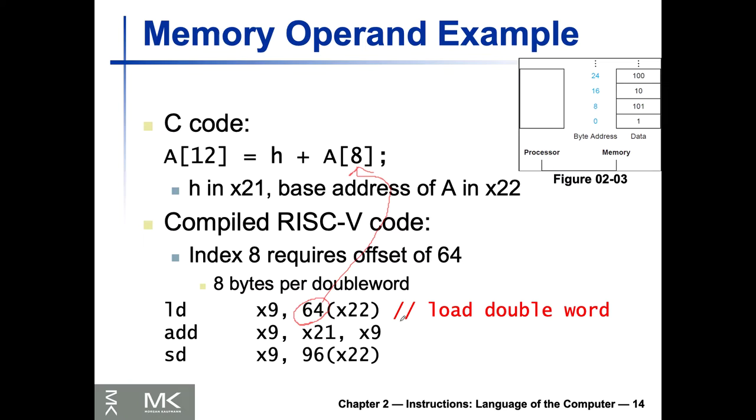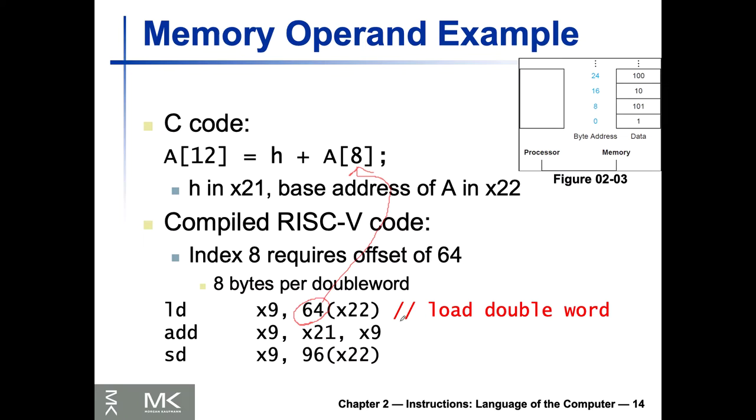Yep. Question. First one, what does offset actually mean? Offset? Yeah. What is index? Index A requires an offset of 64 actually.